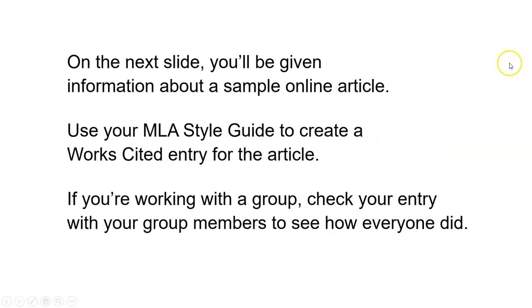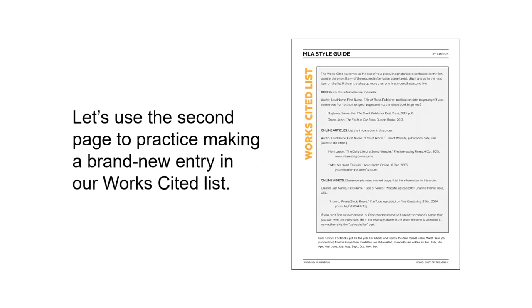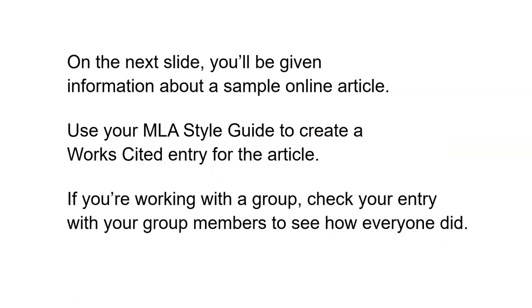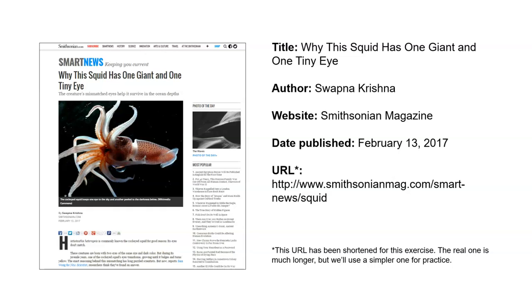So on the next slide, you're going to see some information about a sample online article. What I'm going to ask you to do is use your MLA style guide. This is the one we just looked at that's in your weekly folder, and it's just called MLA style guide. And you're going to use it to create a works cited entry for the article. If you are working with a group, which you are allowed to do, or a partner, you can check your entry with your group members to see that everyone got the same results.